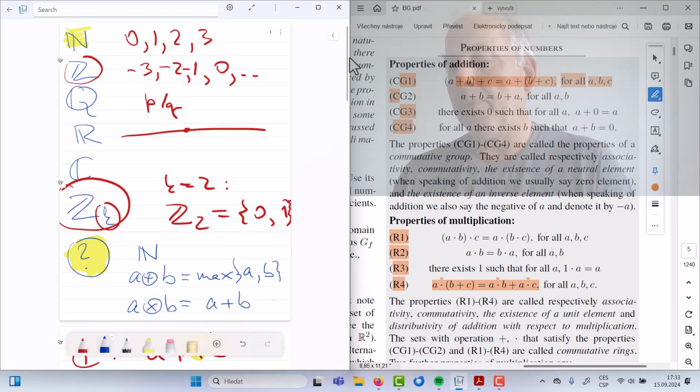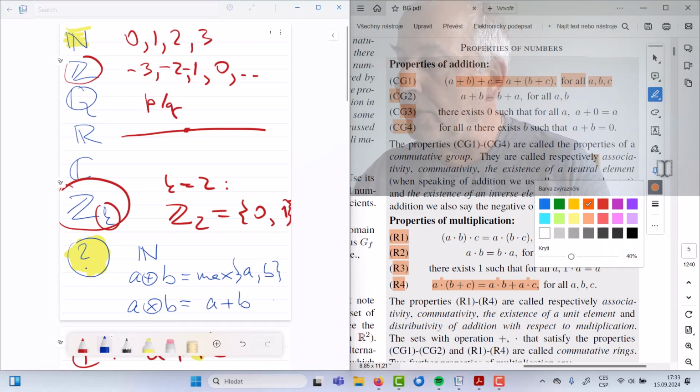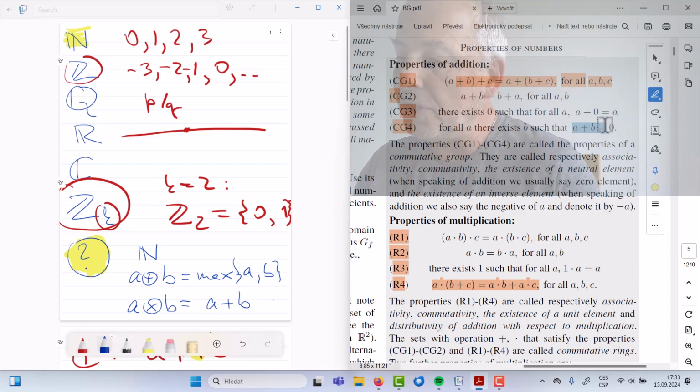So you see, if you go through the list of the rules, then nearly everything will hold true, right? Except we shall have trouble with the existence of the inverse for the addition. There is still the neutral element 0, because if I take the maximum of anything with 0, then it's this anything. And this is a very strange operation, right?